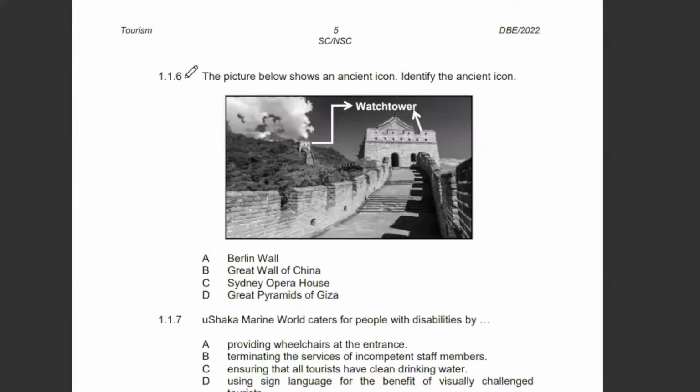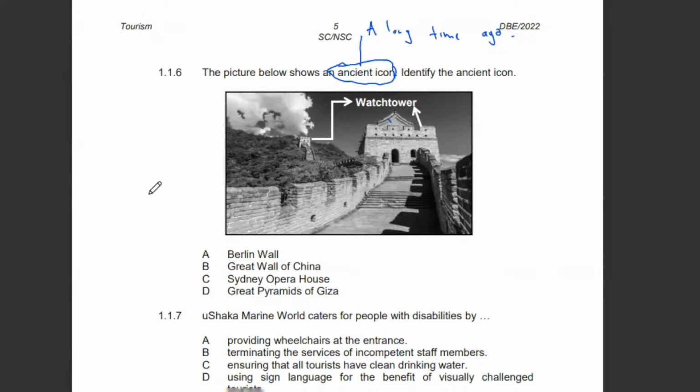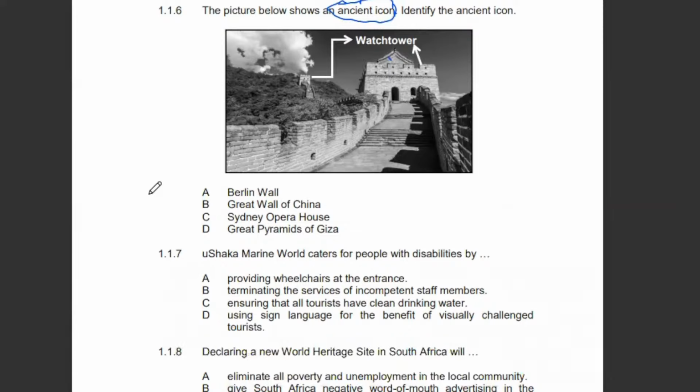1.1.6. The picture below shows an ancient icon. So this topic is actually world or global icons. So the picture which is below shows an ancient icon. The word ancient simply refers to something which was built a long time ago. So it's an icon which was actually built a long time ago. So we need to identify the icon which is given there.